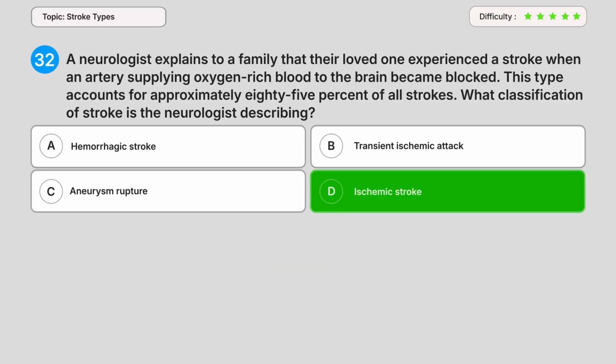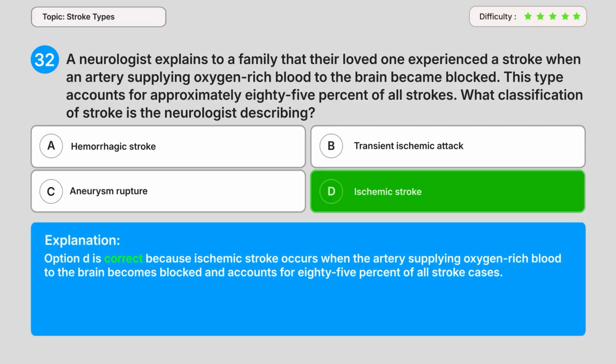Correct answer, D. Ischemic stroke. Explanation. Option D is correct because ischemic stroke occurs when the artery supplying oxygen-rich blood to the brain becomes blocked and accounts for 85% of all stroke cases.